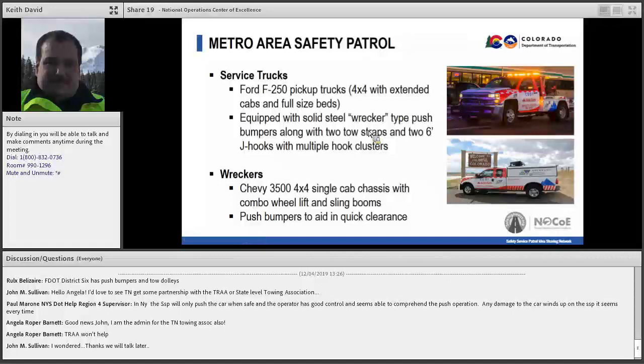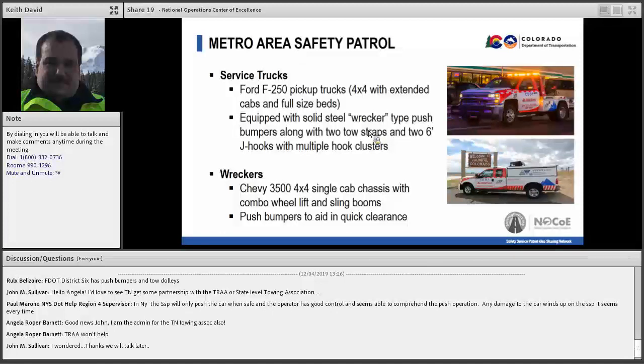So the Metro Area Safety Patrol, the service trucks are Ford F-250s. They're 4x4 with extended cabs and full-size beds. They're equipped with what I refer to as a solid steel wrecker type push bumper along the front. They also have 2 tow straps and 2 6-foot J-hooks with multiple hook clusters on them.